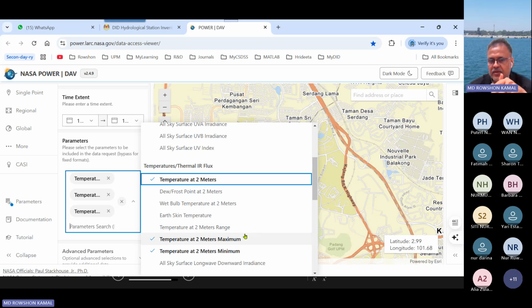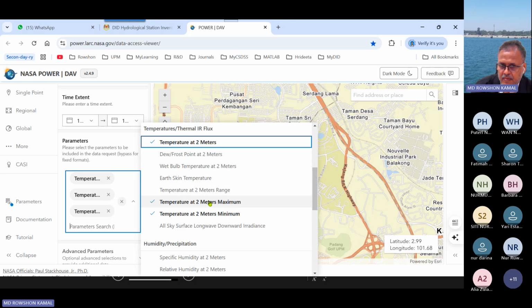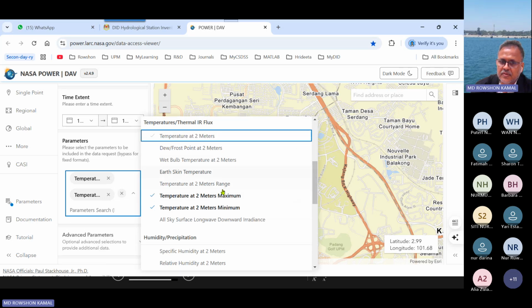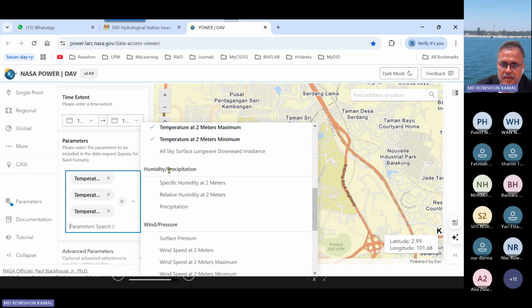One more thing I tell you. You see, I selected maximum temperature first, then minimum temperature, then this one. When you download the data, the data will come in this sequence. If you click this one first, it will come first. So you must follow the sequence. If you don't want one, you just unclick it. But first maximum temperature, minimum temperature, and if you want the average, no problem.